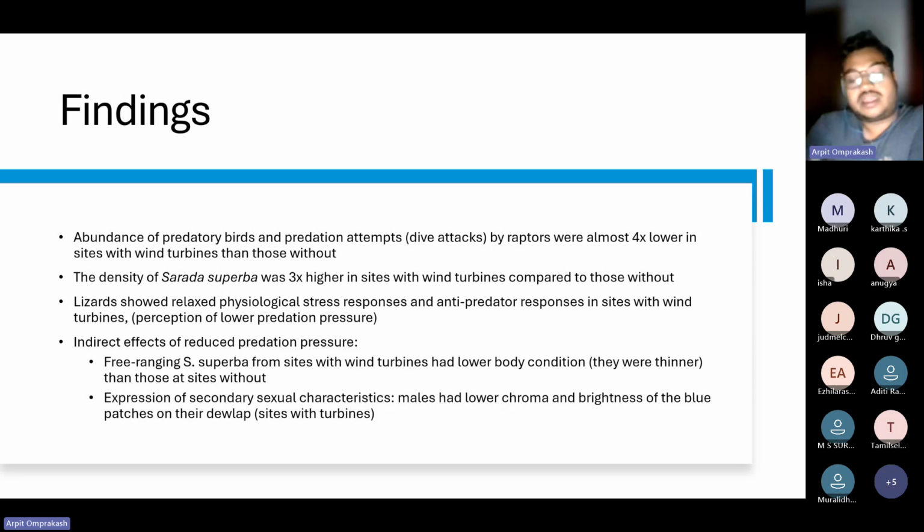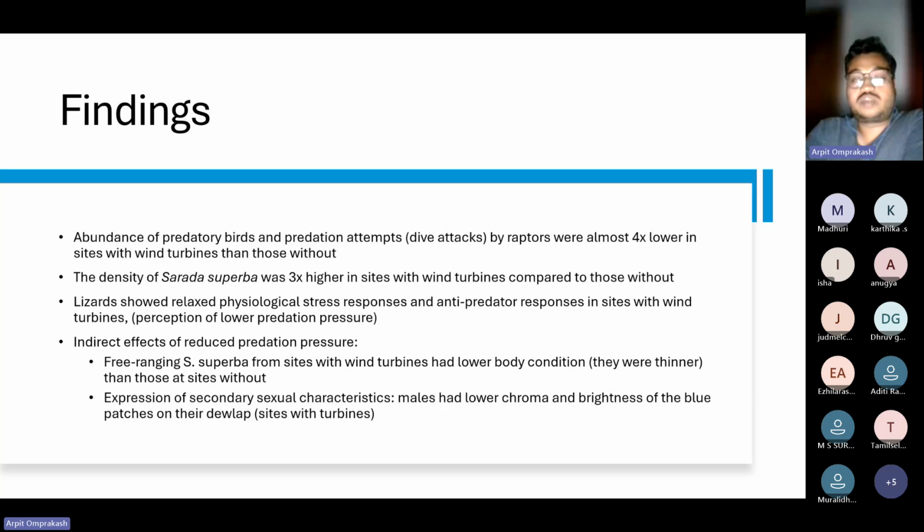So what they did is they went and caught a few of these lizards, took their blood, and looked at their stress hormone levels, cortisol levels, and so on. They also tried to go near these lizards to see how quickly they respond to humans. Like, how close can I get to the lizard without affecting it?